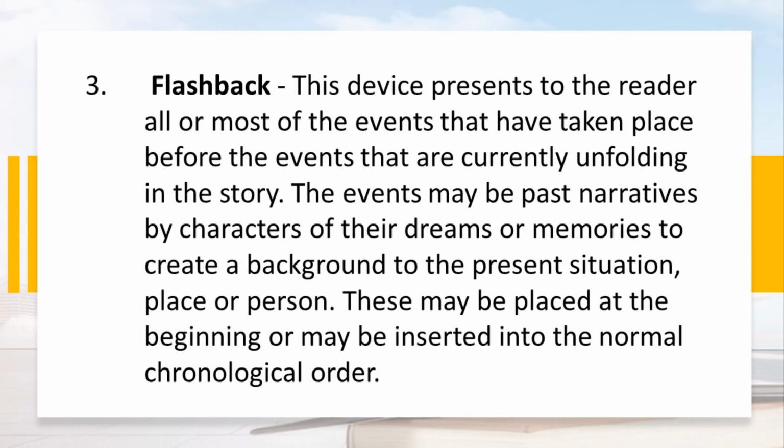3. Flashback. This device presents to the reader all or most of the events that have taken place before the events that are currently unfolding in the story. The events may be past narratives by characters of their dreams or memories to create a background to the present situation, place, or person. These may be placed at the beginning or may be inserted into the normal chronological order.